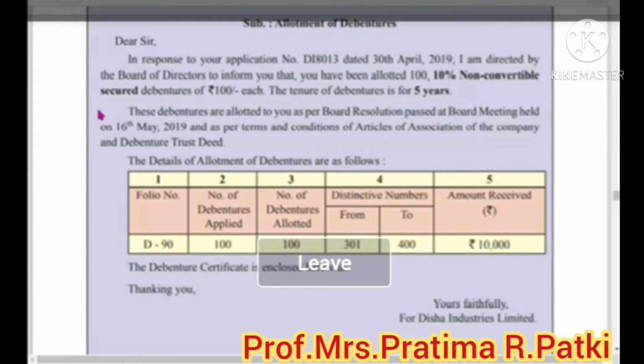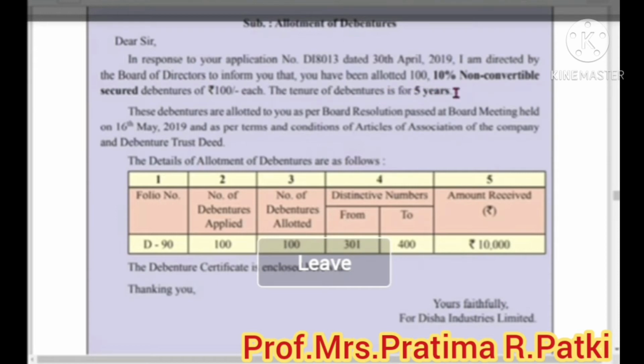So if anything happens to the company and the company is not able to pay, then some of the assets of the company are sold and whatever money comes will be paid off to this debenture holder. So secured means they create a charge on the assets of the company, of 100 each. So what is the value of one debenture? 100 rupees. Okay. The tenure of debentures is for 5 years.